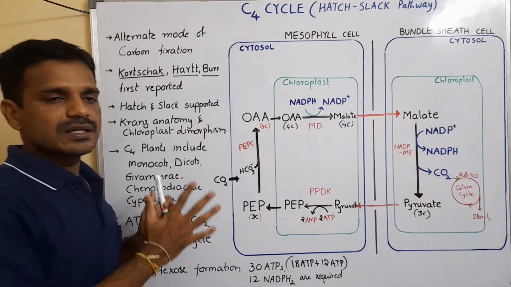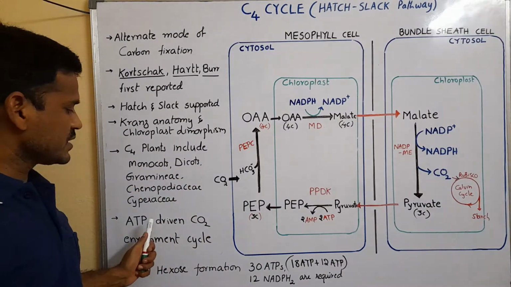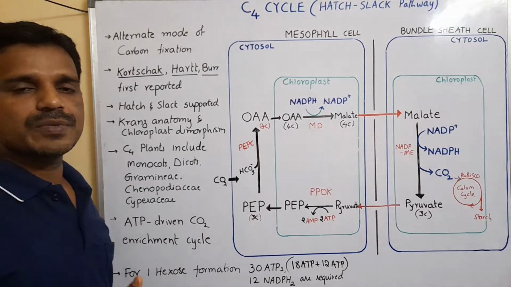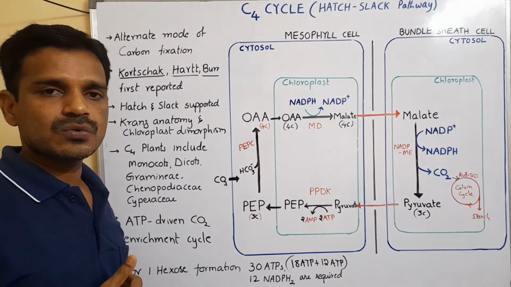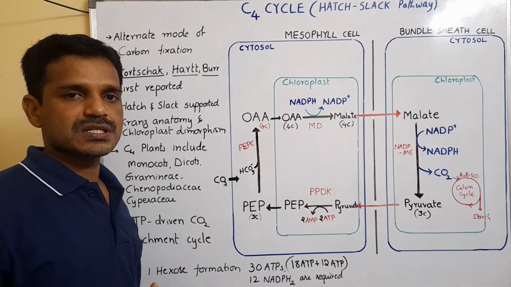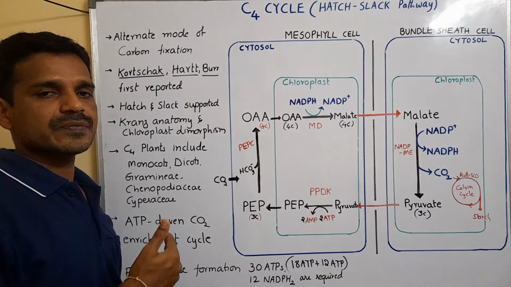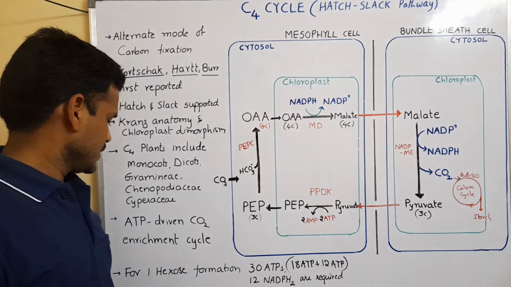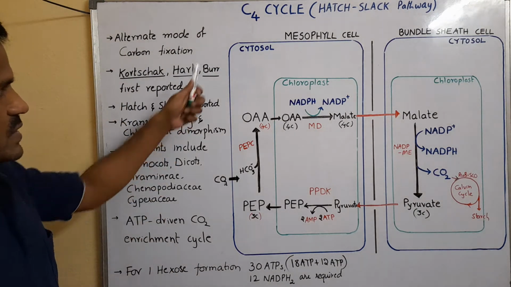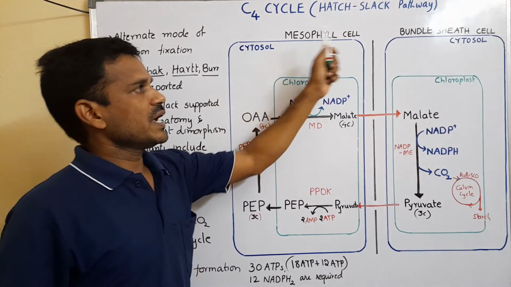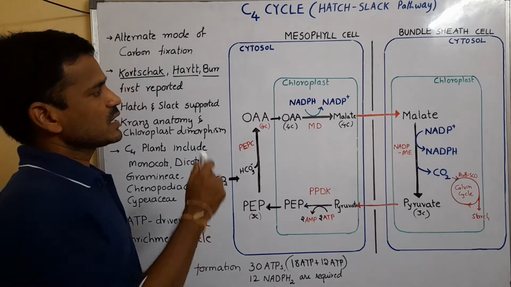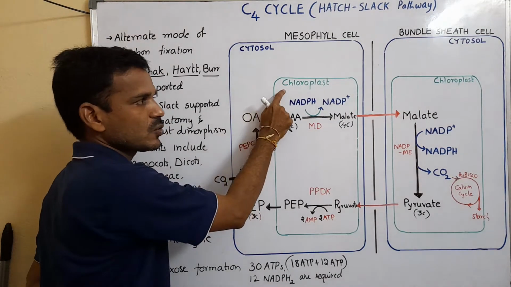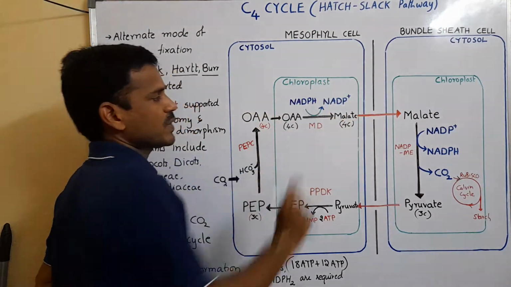Generally, the C4 cycle is an ATP driven CO2 enrichment cycle. By consuming some ATPs, the CO2 concentration is enriched. A higher CO2 concentration is maintained near the Rubisco enzyme. Here, if you see the C4 cycle, there is a mesophyll cell and a bundle sheath cell. The mesophyll cell has a chloroplast, and the bundle sheath cell also has a chloroplast, granal and agranal respectively.